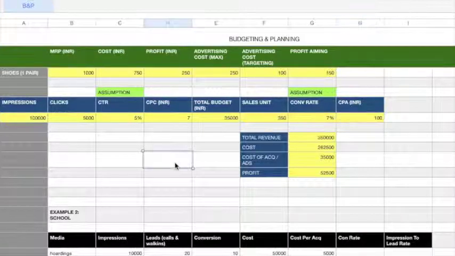So if you guys want this Excel sheet, let me know. I can mail it to you, so you can just fill in the details and it will calculate everything for you.